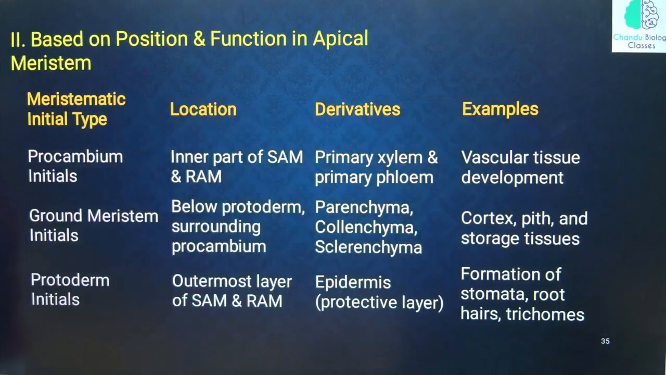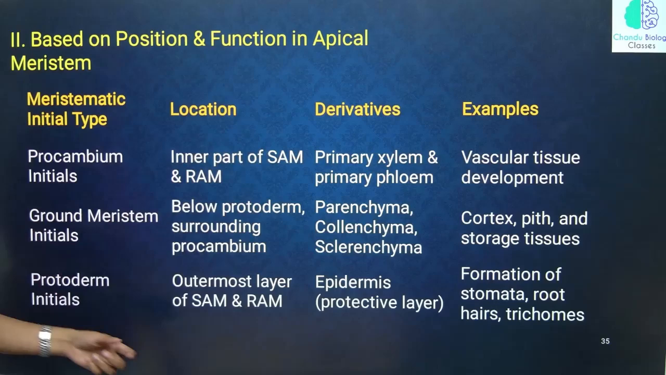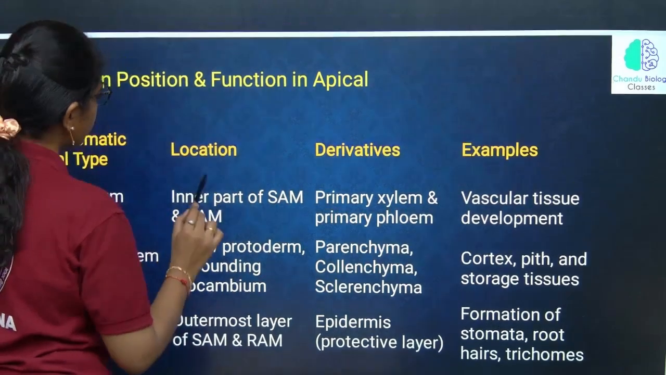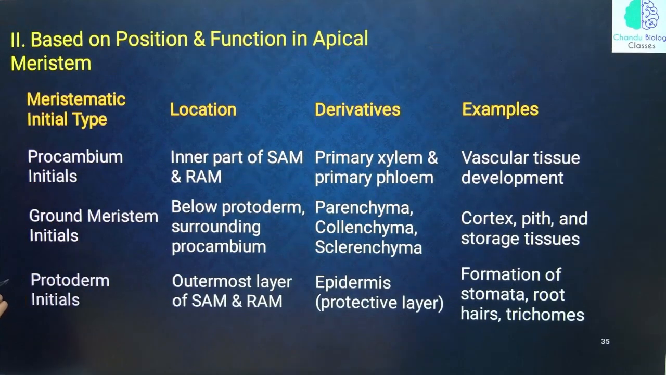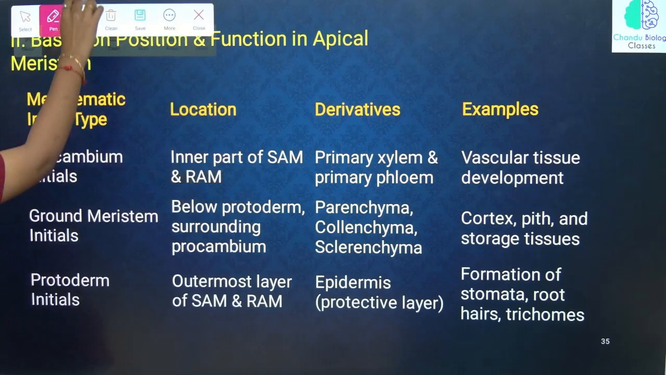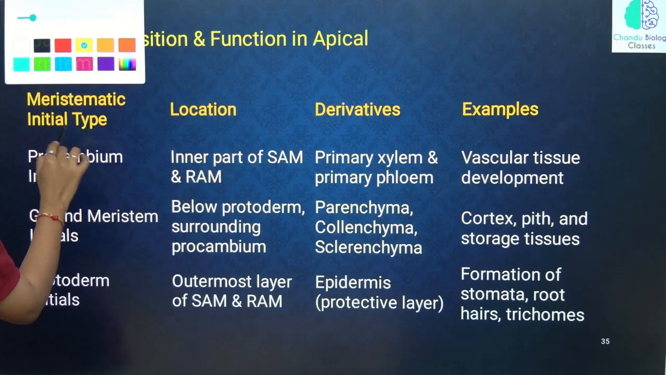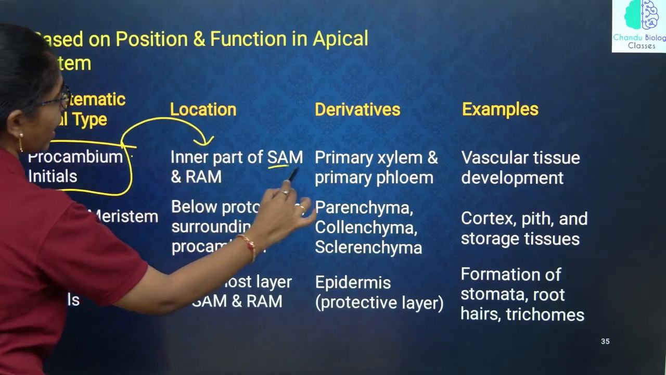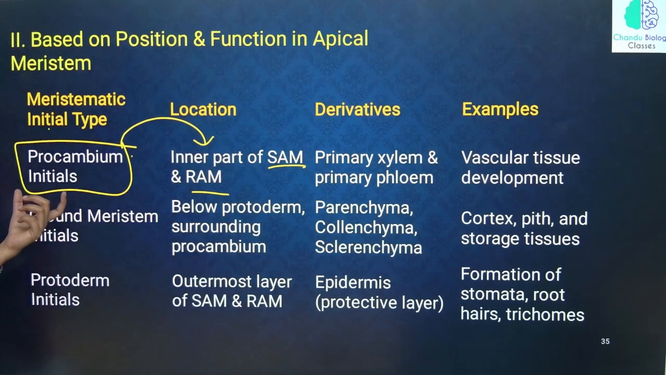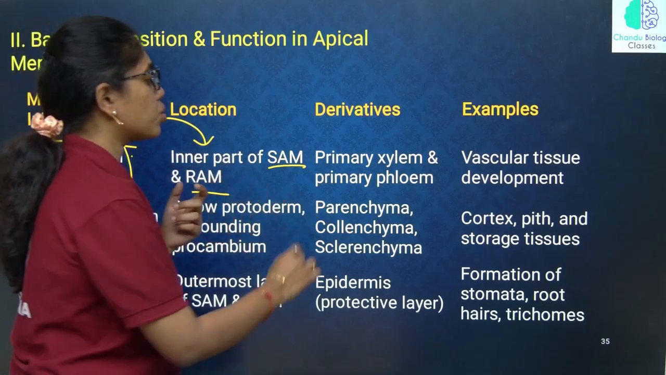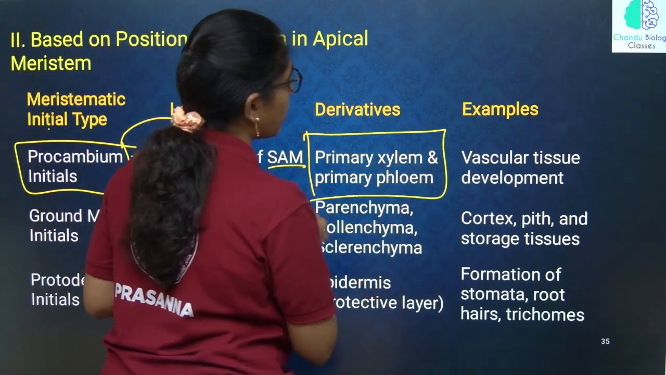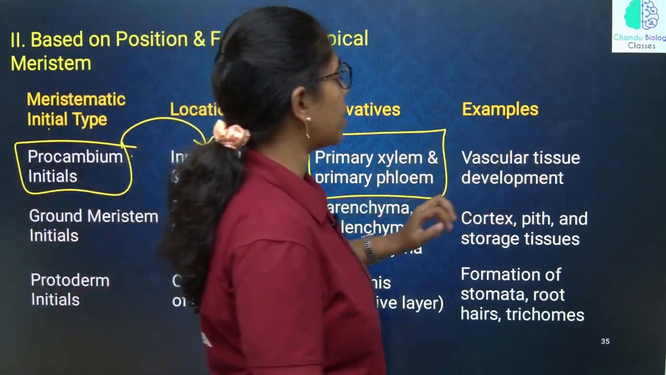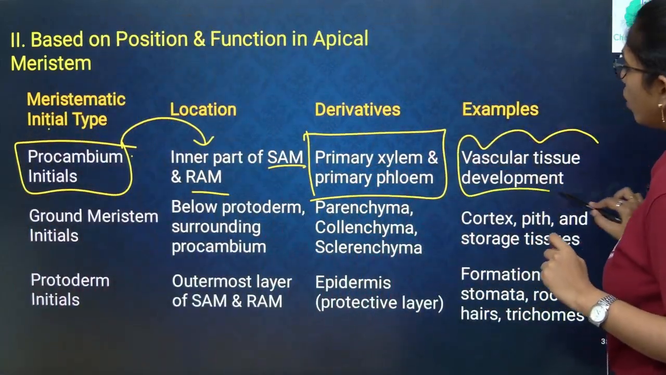Next, based on the position and function of the apical meristem, we have these derivatives. Procambium initials, located in the inner part of the shoot apical and root apical meristem, will give rise to primary xylem and primary phloem. The best example is vascular tissue development.